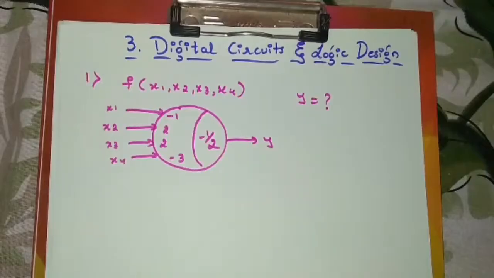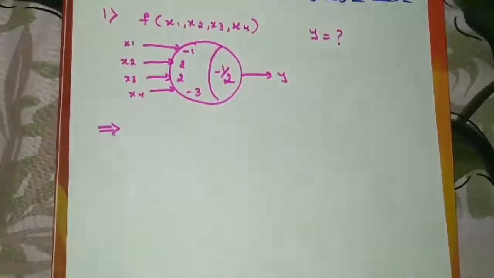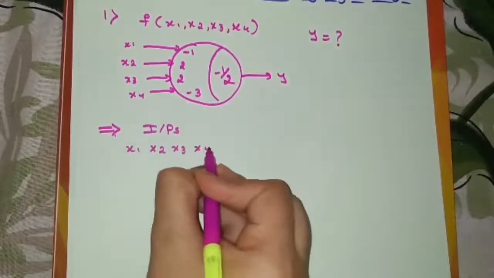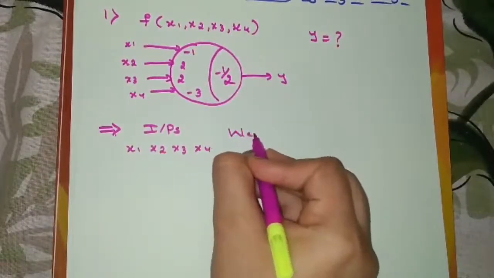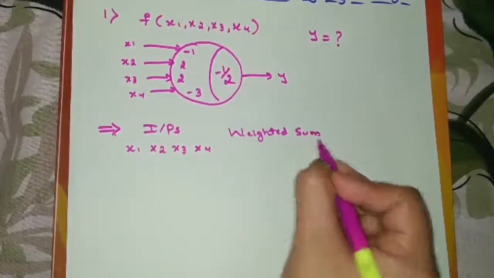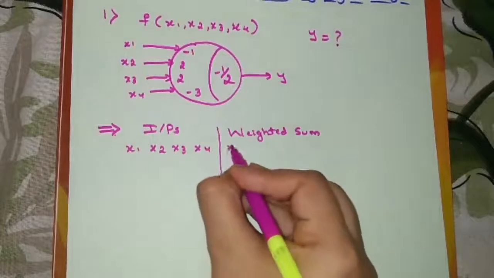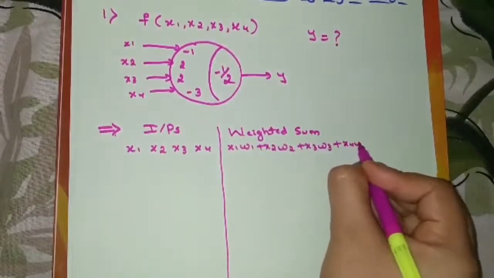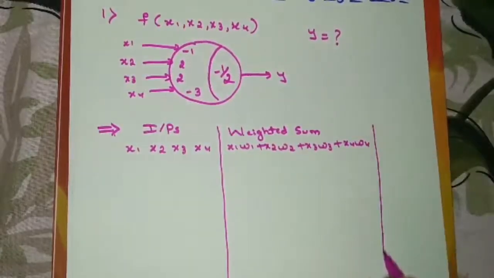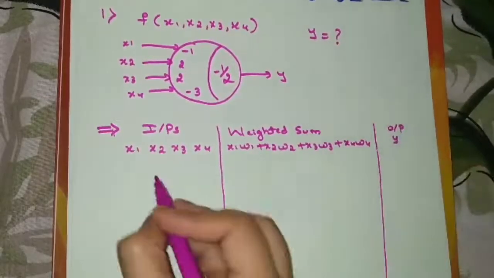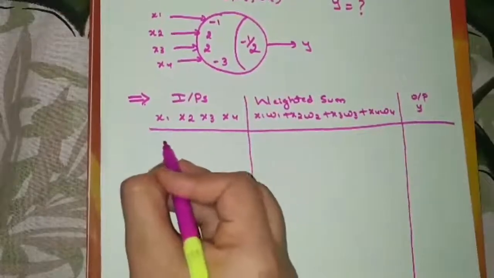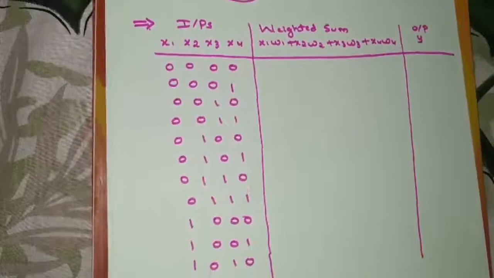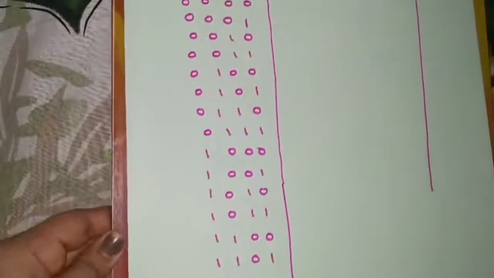In the first video, we have solved this type of problem. We will solve it again. First, as usual, we need to write inputs. There are 4 inputs, and next we need to write the weighted sum. It will be x1 w1 plus x2 w2 plus x3 w3 plus x4 w4, and last will be the output y. Write down all the combinations of inputs from 0000 to 1111. I have written all the 16 combinations.